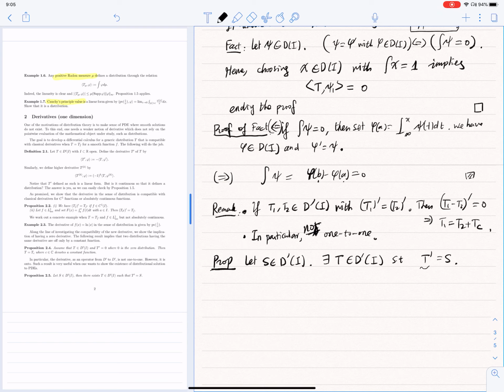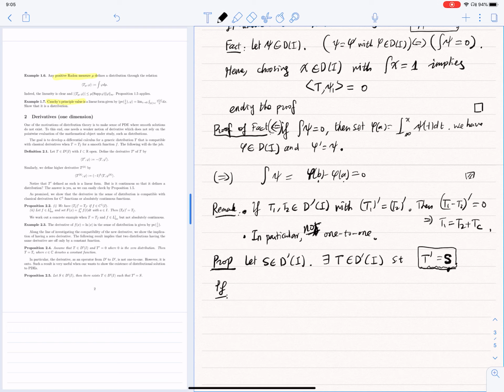This is actually a differential equation, a first order differential equation. We're given S, which could be a function, or more generally a distribution. It could be an L1 local function, it could be a measure, etc. And we can solve this kind of differential equation in the space of distributions. Okay, so this is what it says.